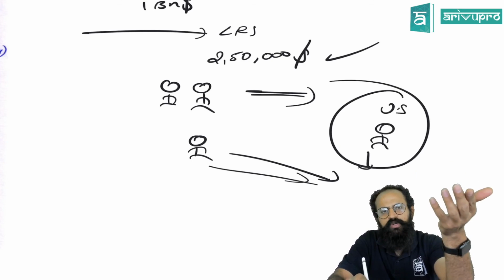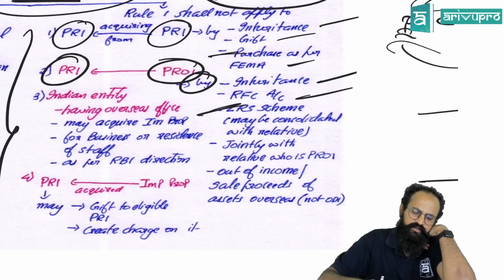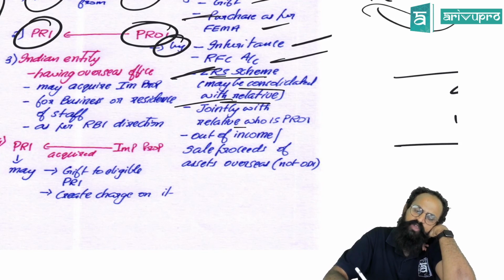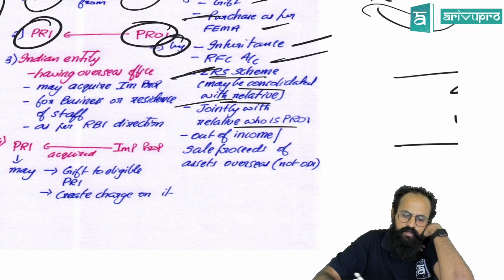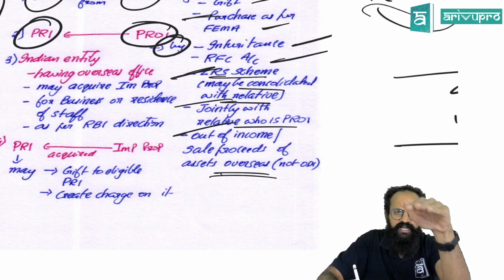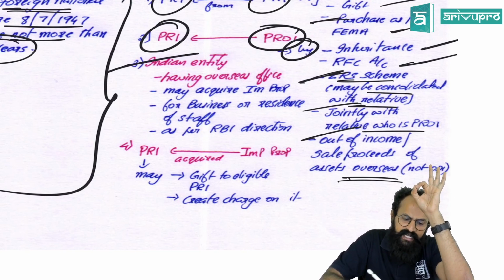You can send your 250,000, you can club and buy. Everything is allowed. That is what they have written here. See, LRS, RFC account or LRF scheme may be consolidated with relatives, jointly with relatives who are PROI. That is also possible. Or out of income or sale proceeds of assets overseas. I already had a property, I will sell that and I can reinvest. Absolutely allowed.